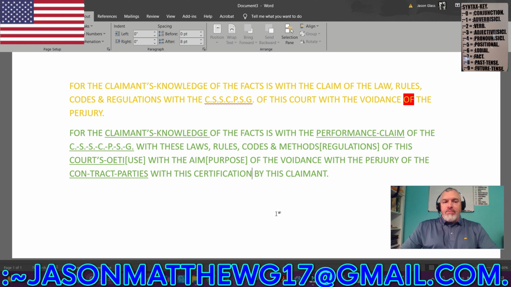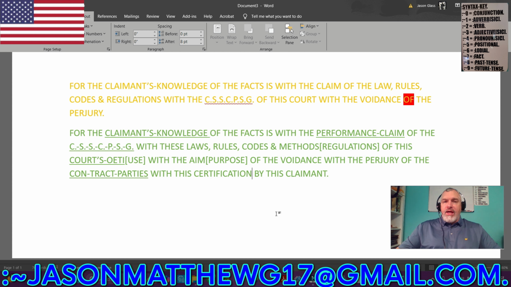What's possessing the purpose? The court's usage. What is the court's usage concerned with? The laws, rules, codes, and methods. The laws, codes, rules, and methods that the court is using. Got it? What's possessing those? Correct sentence structure. So we're using correct sentence structure laws, rules, codes, and methods. And what is that correct sentence structure concerned with? The performance claim. This right here, what we're talking about, this thing that's written.